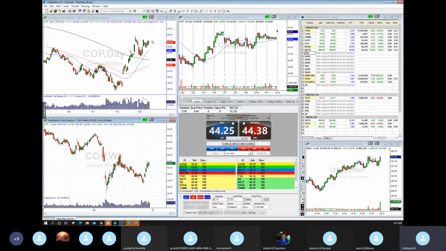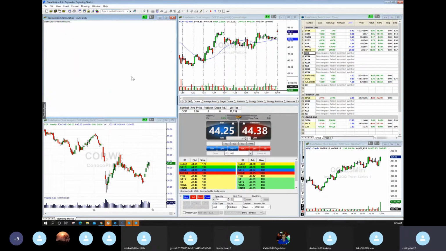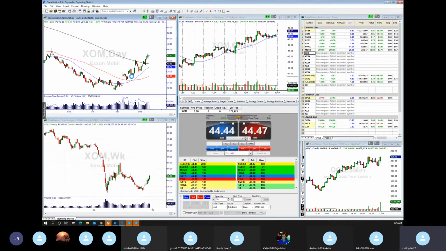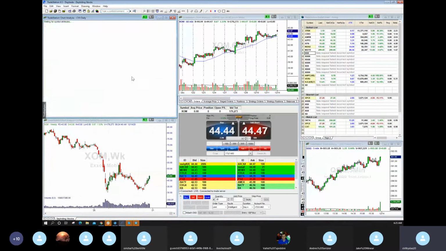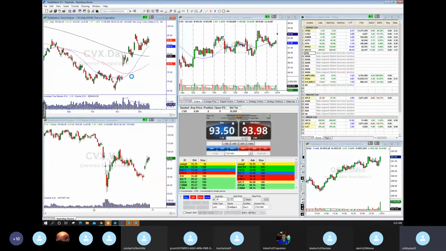ConocoPhillips, nice consolidation here, gapping to 44.37. This is like APA. So I think I'm going to put all the energy plays here. ConocoPhillips, ExxonMobil, look at the same thing. CVX, all of them are gapping up a little bit.